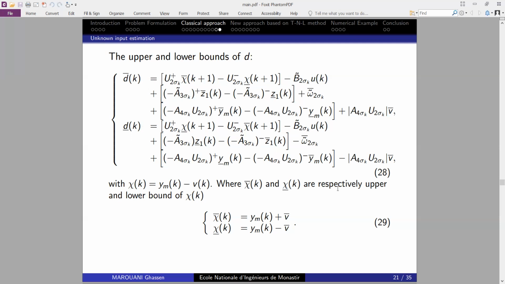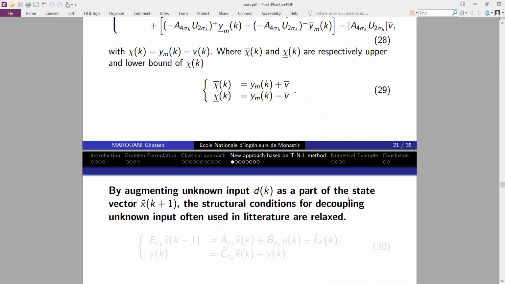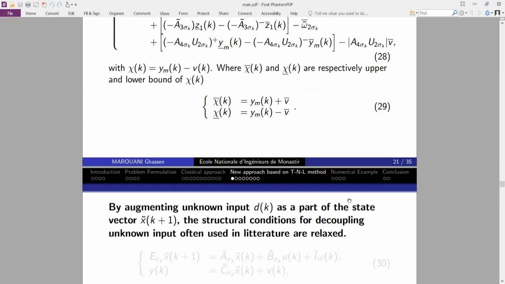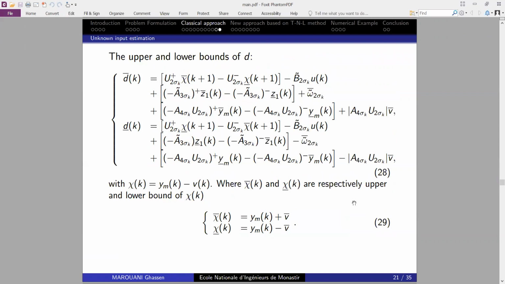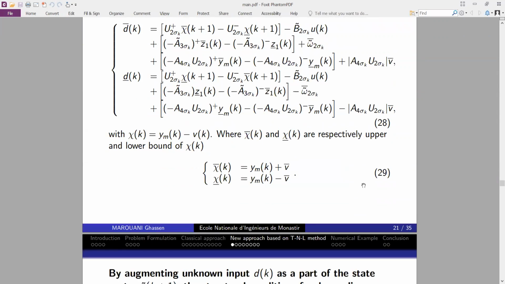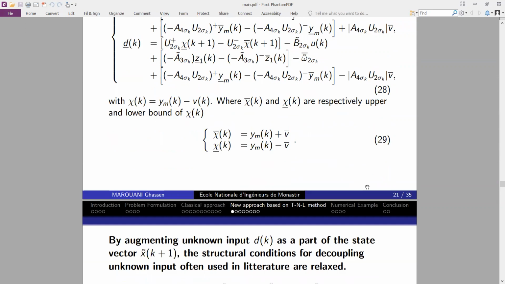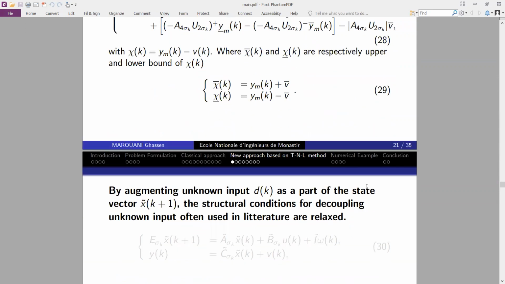So this method presents some difficulties. Essentially, the difficulty comes from the two changes of coordinates. So we introduce a new approach to design an interval observer in the presence of unknown input. This new method is based on the TNL method. This method takes place by augmenting the unknown input as a part of the state vector X tilde.